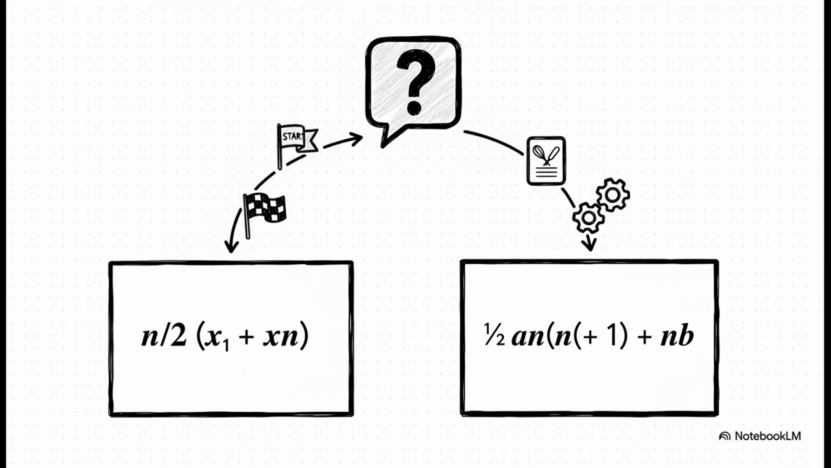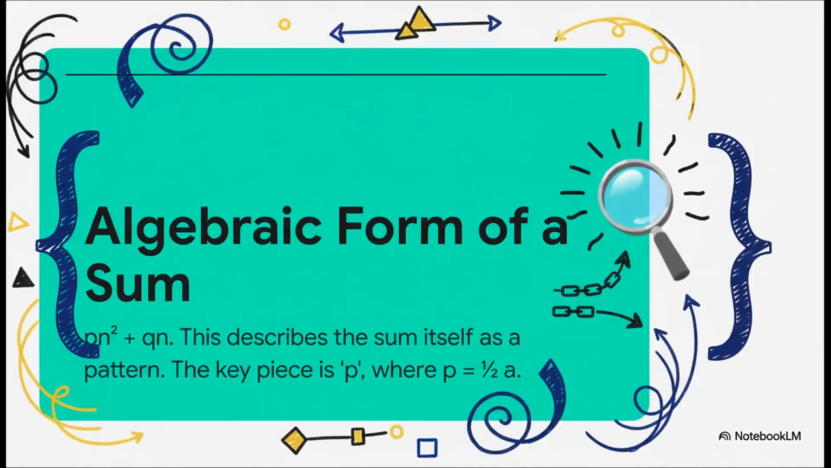So now we've got 2 powerful tools. Which one do you use? It just depends on what information you have. If you know the first and last terms, use the first formula. If you only know the rule itself, use the second one. And what's really interesting is that the formula for the sum itself has its own algebraic pattern. The most important piece to see here is P. P is always just half of the original sequence's common difference, A.